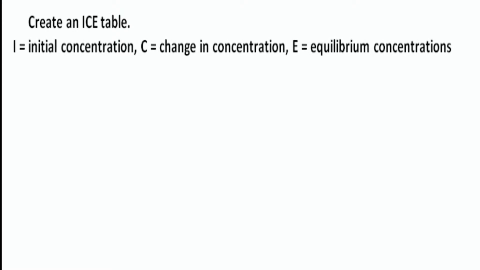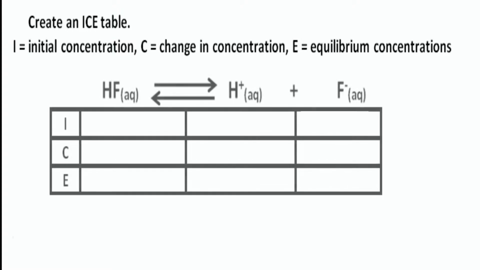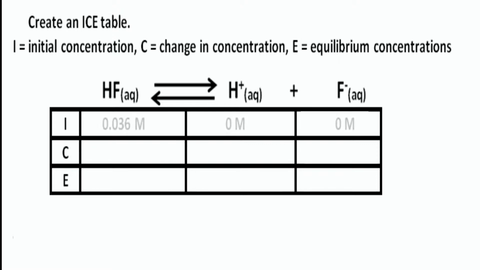The next step is to create an ICE table. An ICE table indicates the initial concentrations, the change in concentrations, and the equilibrium concentrations of all species in the equilibrium equation. The initial concentrations, or I, are 0.036 molar for the hydrofluoric acid, and of course 0 molar for both hydrogen ion and fluoride ion.